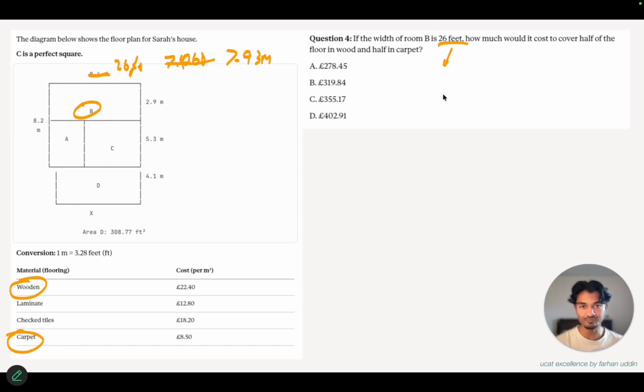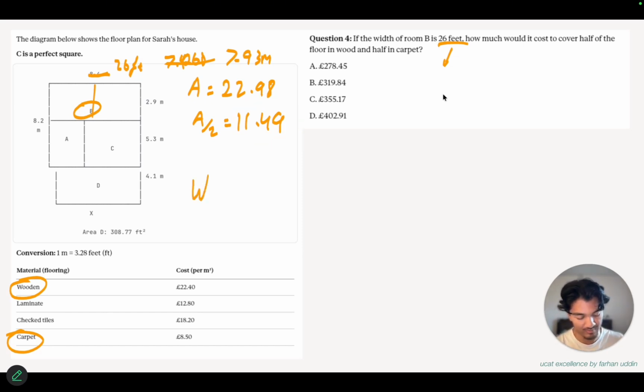Cool. Now, we know that we're going to get the area, we're going to divide it by 2. So let's find out what half of the area of B is. 7.93 times 2.9 gives us 22.98 as the area. So if we divide that by 2, that gives us area on 2 equals 11.49. So now we have the meter squared that we're going to use to do these multiplications with.